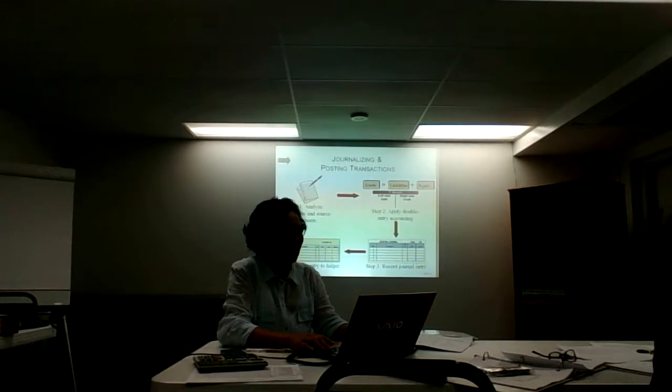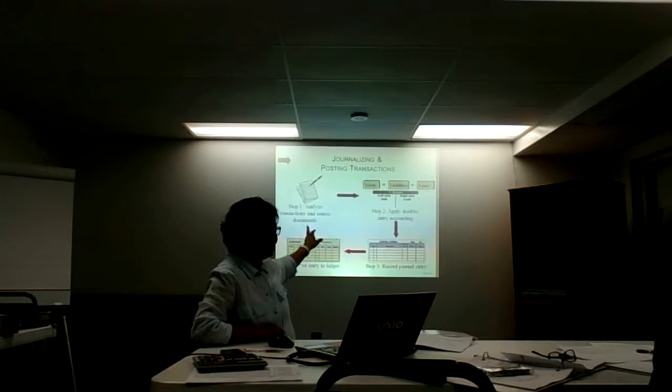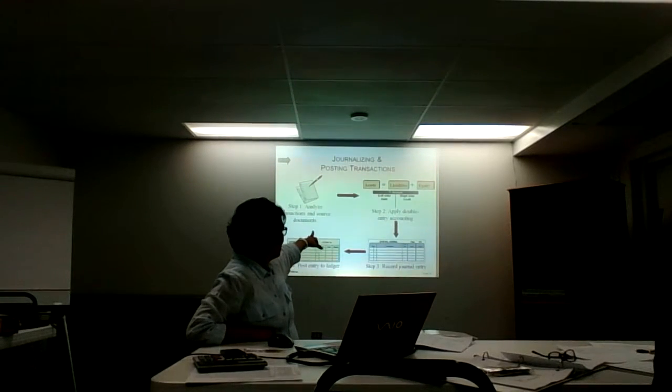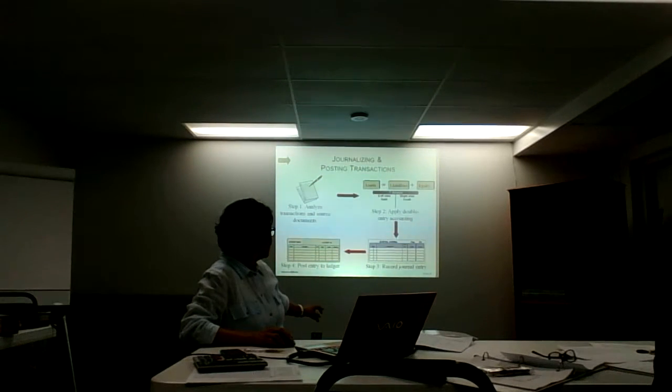I'm just trying to show you how the journal looks. Remember, I was drawing on the board, right? This is like the journal. When you record a journal, it looks like that one. See, general journal, this one. It's just the date, description, and the posting reference, debit, credit, okay?